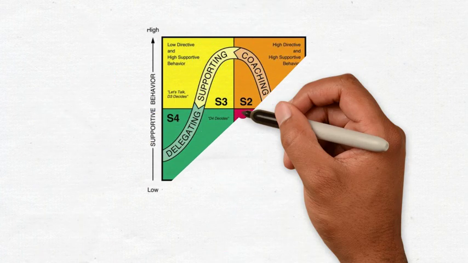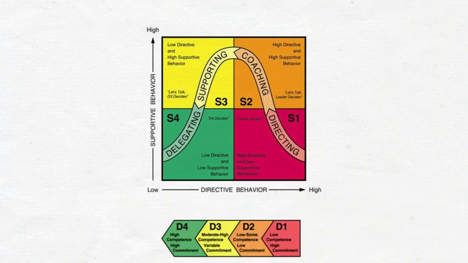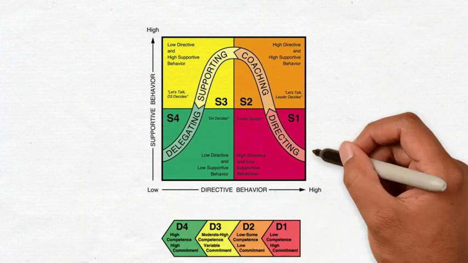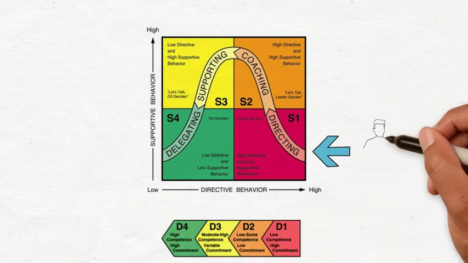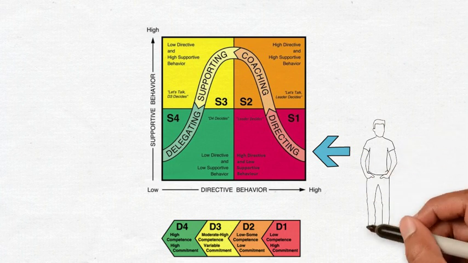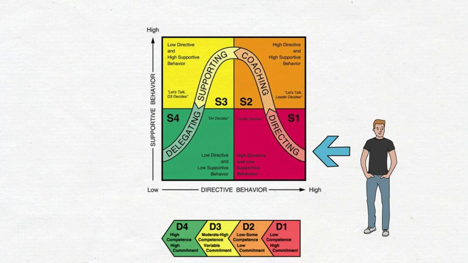Okay, so now let's connect the 4 stages of employee development to the 4 required leadership styles. Starting in the bottom right, we meet the new guy. He requires a directing style of leadership. This means you should specify his tasks and often explain to him how to perform these tasks. The employee should not be put in a position where he or she must take big decisions.